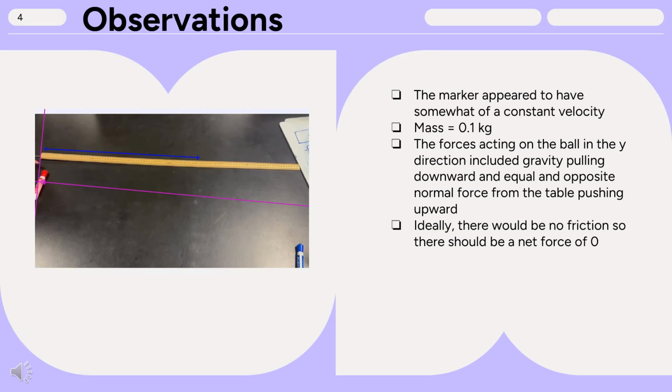Now for the observations. I also included a screenshot of the tracker video, and the marker appeared to have somewhat of a constant velocity, and I set the mass as 0.1 kilograms. The forces acting on the ball in the y direction included gravity pulling downward and an equal and opposite normal force from the table pushing upward. Ideally, there would be no friction, so there should be a net force of 0.